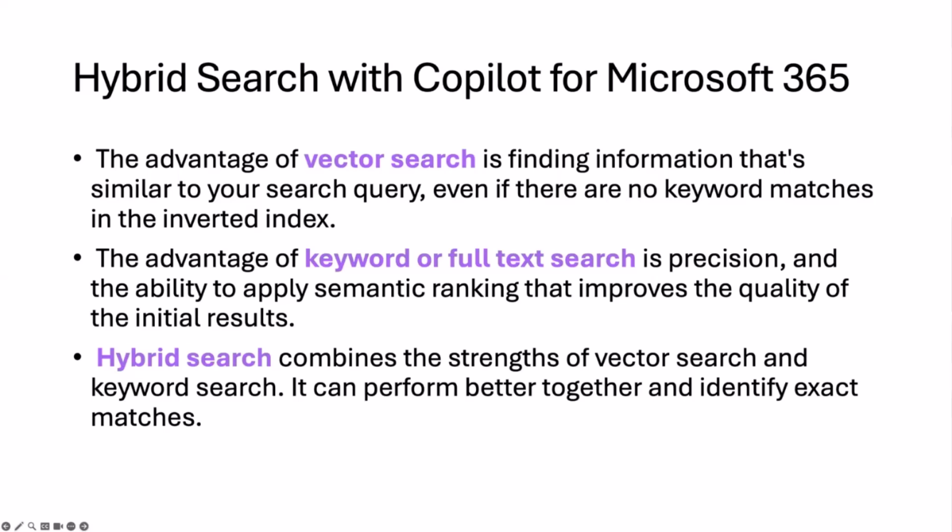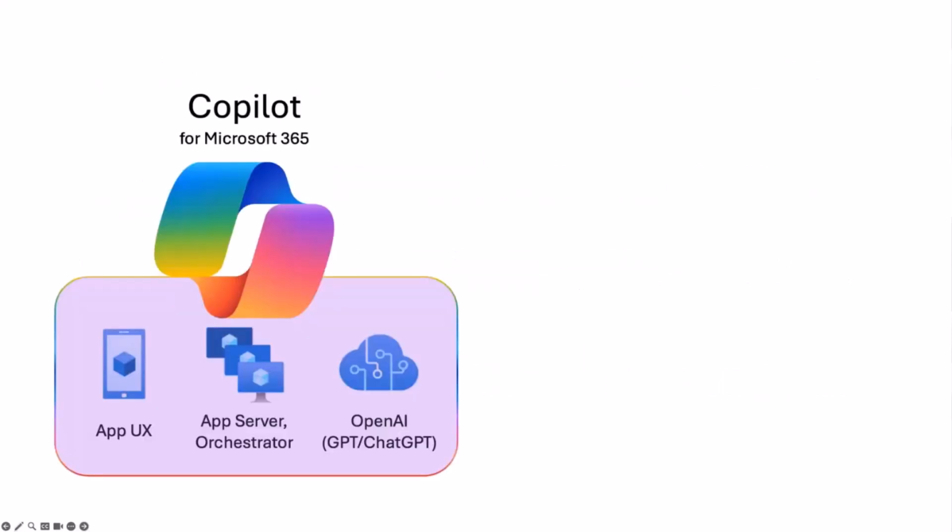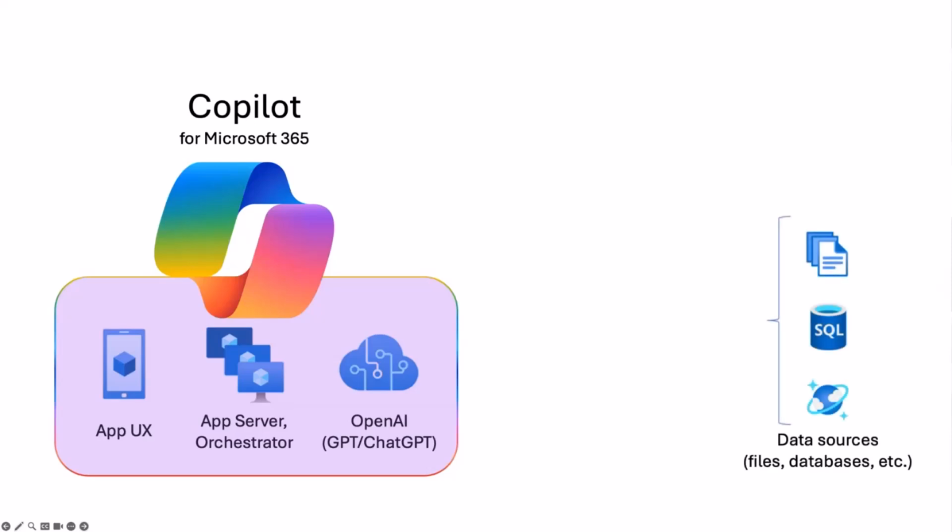Combination of these two worlds will definitely bring us the strength of both of these worlds, and it can perform better together when we use both vector and keyword. So in this example, if I need to walk you through how this is going to work, we will use Copilot for Microsoft 365 as our chat app. And then we, let's say, have some data sources which has files inside. You can call this blob storage, table storage, Cosmos DB, SQL database, any type of data you can imagine.